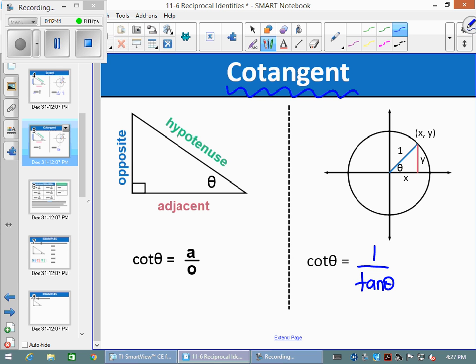And again, tangent, we know when we talk about the unit circle, tangent is not one of the values in the point. However, we know that tangent is opposite over adjacent, or y over x. So cotangent is going to be x over y. And what's unique about this, we know y is sine and x is cosine. And we said that tangent was sine over cosine. So now we have another relationship being formed here, that cotangent is really cosine over sine.